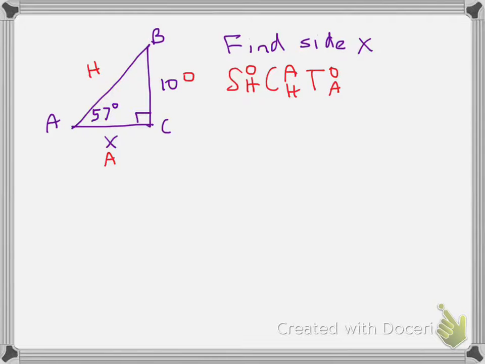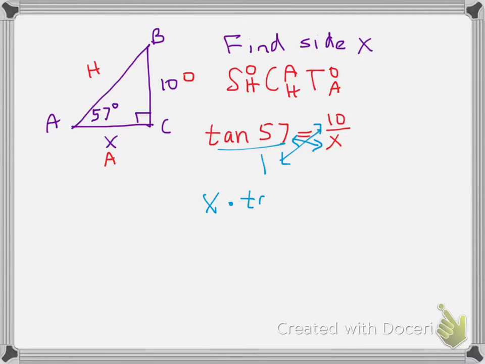And what I'm going to do now is look and see what I have. I do not have my hypotenuse, so I'm going to use my opposite and adjacent. So I'm going to use my tangent. So the tangent of my angle, which is given now, is equal to the ratio of my opposite over my adjacent. So I'm going to have to do some solving. We're going to write this over 1 and do a little bit of cross multiplying here. X times the tangent of 57 is equal to 10.